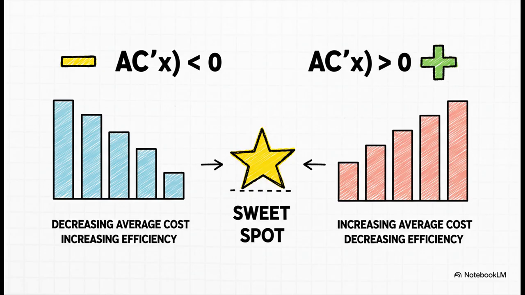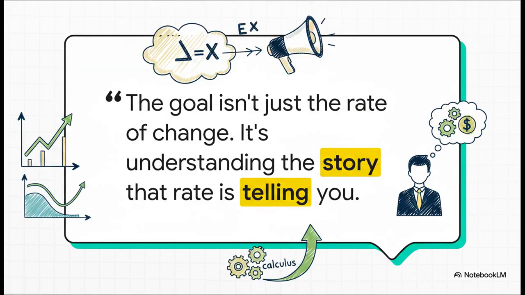And this insight is what drives critical decisions about pricing, about when to scale production, and when to invest in new equipment. Essentially, by analyzing this derivative, you can find the operational sweet spot, the level of production where your average cost is at its absolute lowest and your efficiency is at its peak. And that's really the bottom line. Mastering this concept lets you go from just reporting numbers to actually interpreting what they mean for the future health of the whole company.